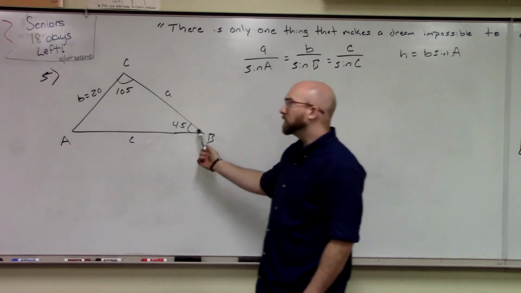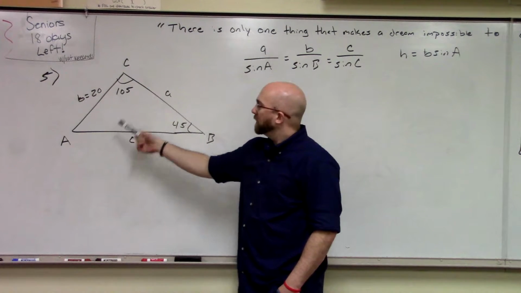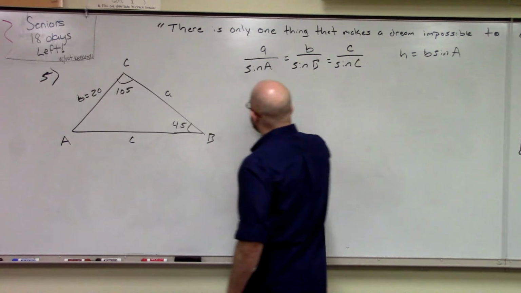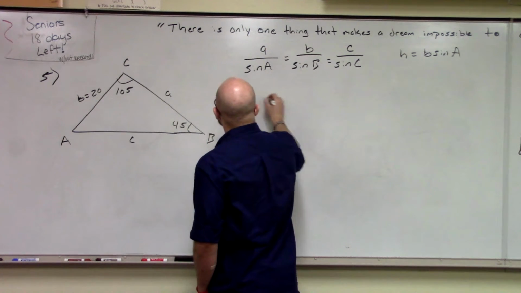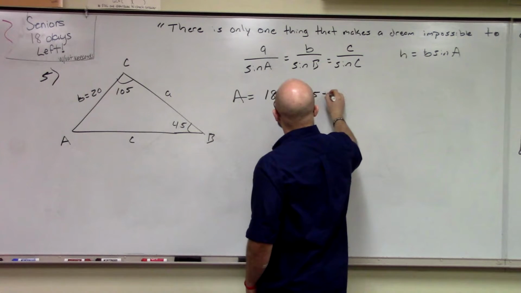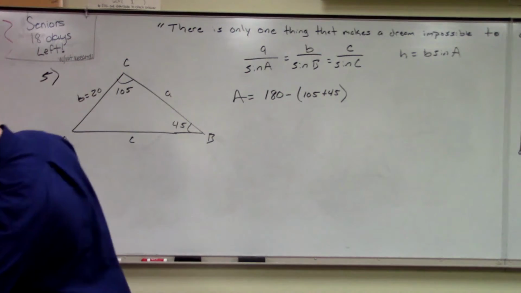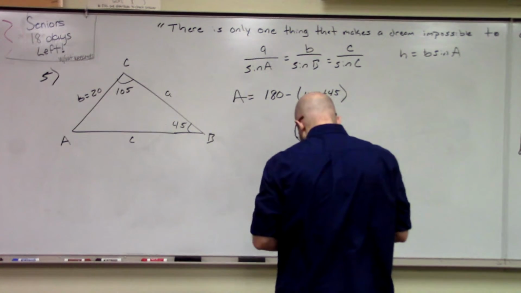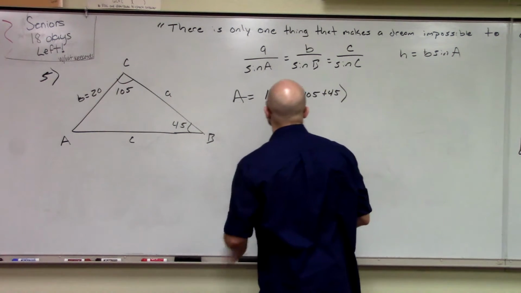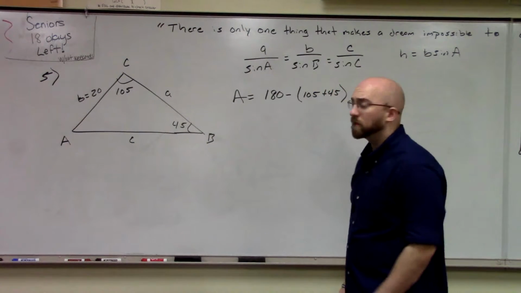Now of course, if I'm given two angles, hopefully you should be able to find angle A, because how many degrees are in a triangle? It's 180. You should know that by now. So all we need to do is find big A. That equals 180 minus 105 plus 45, and of course, I can't do mental math. Equals 30. Again, that is something everyone should be able to do.